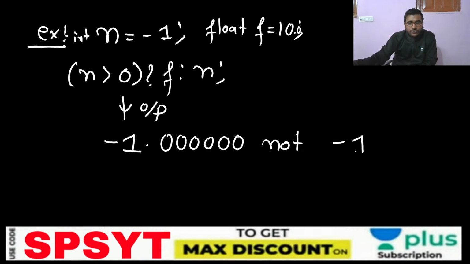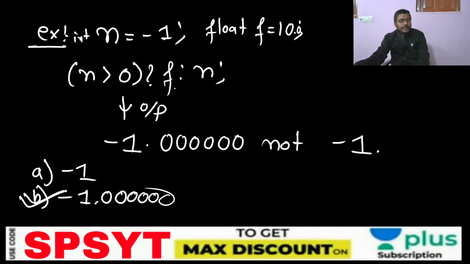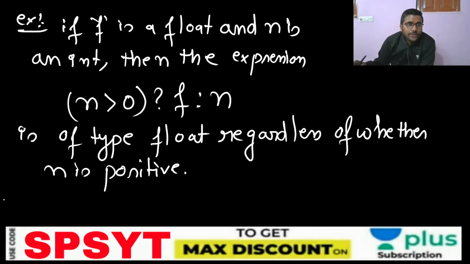So this kind of question they can ask. One option they can give is -1, another option they can give is -1.000000. This is going to be the correct one. Why? Because it has the higher type. If f is a float and n is an integer, then the expression n greater than 0, if true gives f, otherwise n. So regardless of whether n is positive, the result is of type float, because you have a float in it. Understood?